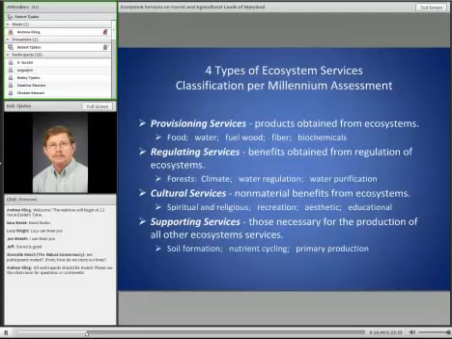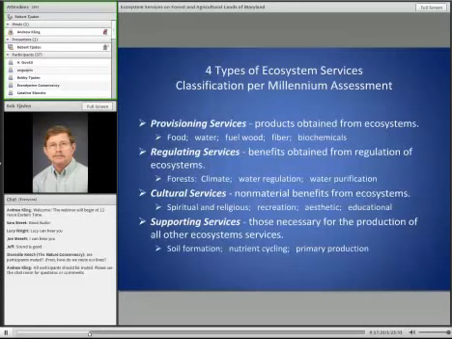For example, forests in general really regulate the overall climate of the world and of our particular continent. They also regulate water. They provide water purification systems. The cultural services really are non-monetary benefits from these ecosystem services, and a lot of them are spiritual, religious, a lot of recreation, aesthetics, and educational. Very important services that many times we don't really factor into these particular ecosystem service categories.